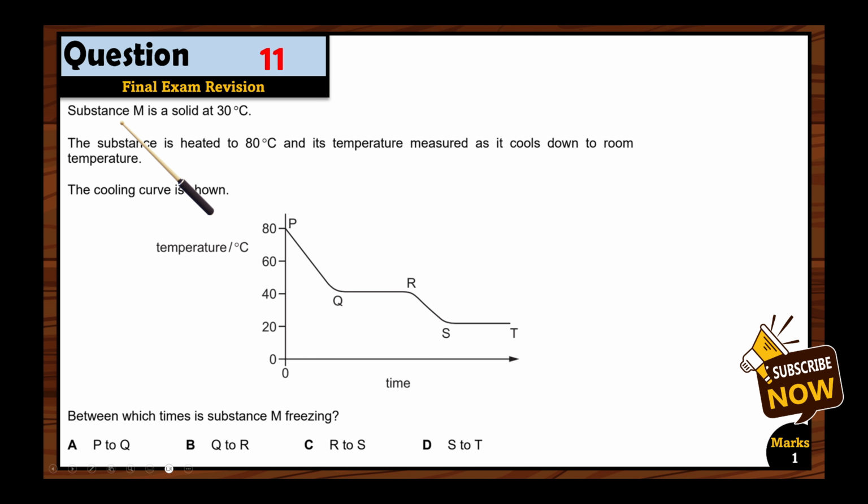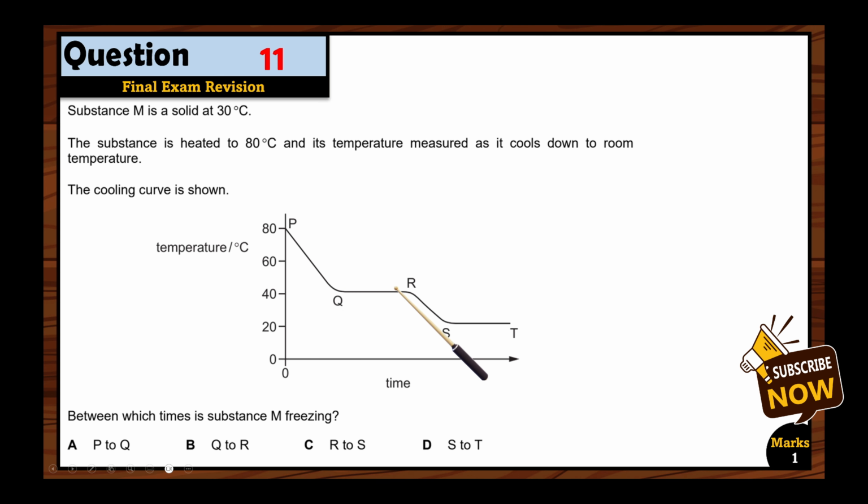Question number 11. Substance M is a solid at 30 degrees Celsius. The substance is heated to 80 degrees Celsius and its temperature is measured as it's cooled down to room temperature. So here it is a cooling curve, right? Up till 80, the substance was heated, right?